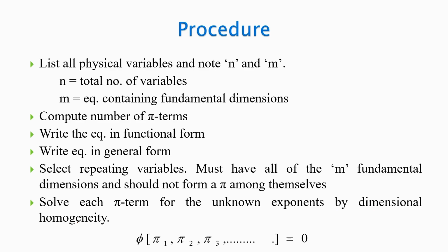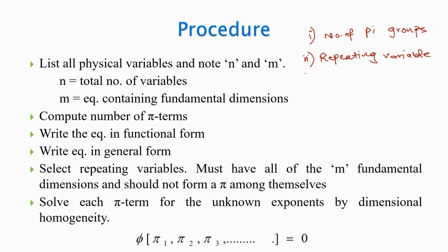So if the total number of variables is n and our basic dimensions are 3, we can say that n minus m will be the available number of pi groups. So the first step is the number of pi groups. How many pi groups we will form to find the relation between the variables. And the next thing is repeating variables, how repeating variables are selected. This is a very, very important step in the Buckingham Pi method.